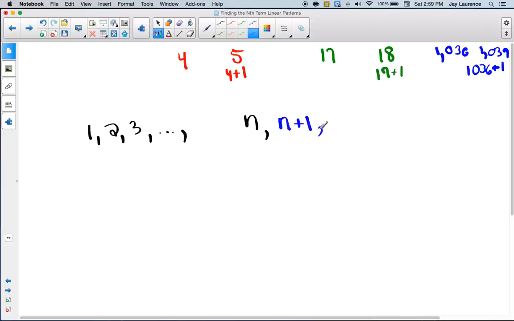Well, what number comes after that? Oh, I know Jordan knows. That's going to be n plus 2. And then so on, and it keeps on going. Hey, what number would come before n?